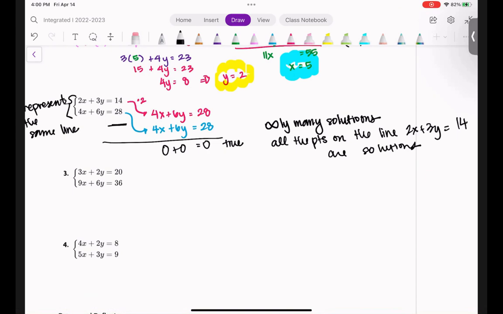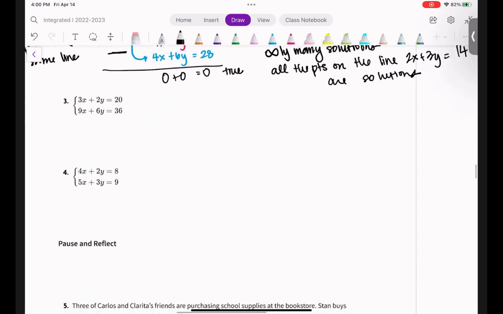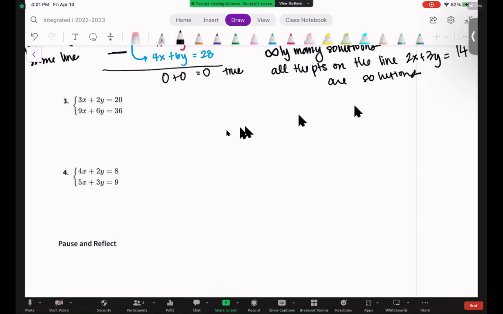Okay, so let's look at this next one. Again, I'm trying to think about whether I can use substitution, and I don't see anything that's pretty clean. If you look at number 4, I will be able to use substitution right there for y in the second equation. It looks pretty clean, so I'll actually do that so that you can remember. But this one I can't.